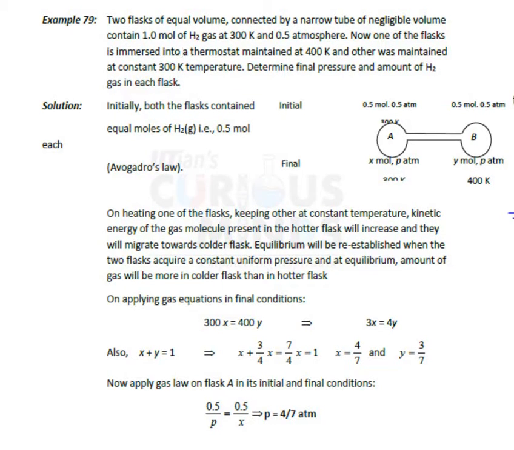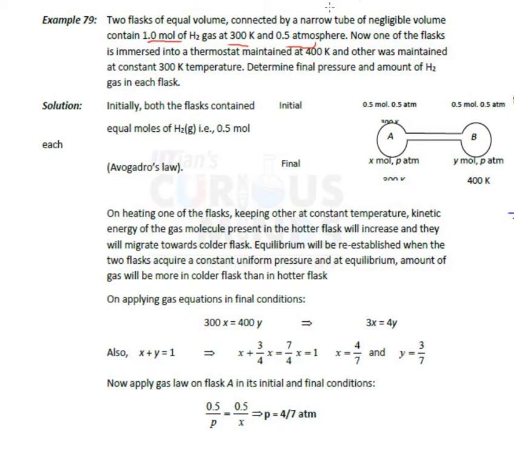Two flasks of equal volume connected by a narrow tube of negligible volume contain 1 mole of hydrogen gas at 300 Kelvin and 0.5 atm. So, diagram में देख सकते हो. Initially दोनों में 1 mole gas है, 300 Kelvin है, 0.5 atm.